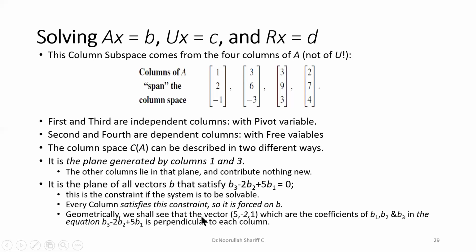Geometrically, we shall see that the vector 5, minus 2, 1 is picked up from here: 5 is picked up from here, minus 2 is picked up from here, and 1 is picked up from here, which are the coefficients of B1, B2, and B3. Coefficient of B1 is 5, coefficient of B2 is minus 2, coefficient of B3 is 1, and that's what is written over here. In the equation, B3 minus 2B2 plus 5B1, this vector is perpendicular to each column.